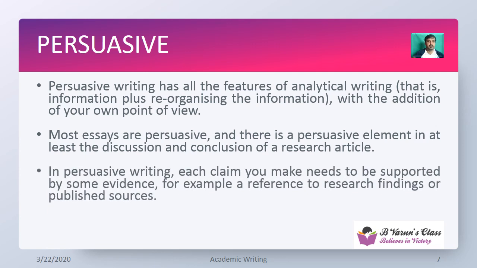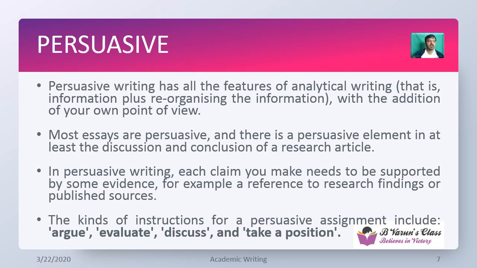Points of view in academic writing can include an argument, recommendation, interpretation of findings, or evaluation of the work of others. In persuasive writing, each claim we make needs to be supported by some evidence. For example, a reference to research findings or published resources is needed. Here, in persuasive, what kind of keywords are we using? We can use keywords like argue, evaluate, discuss, and take a position.